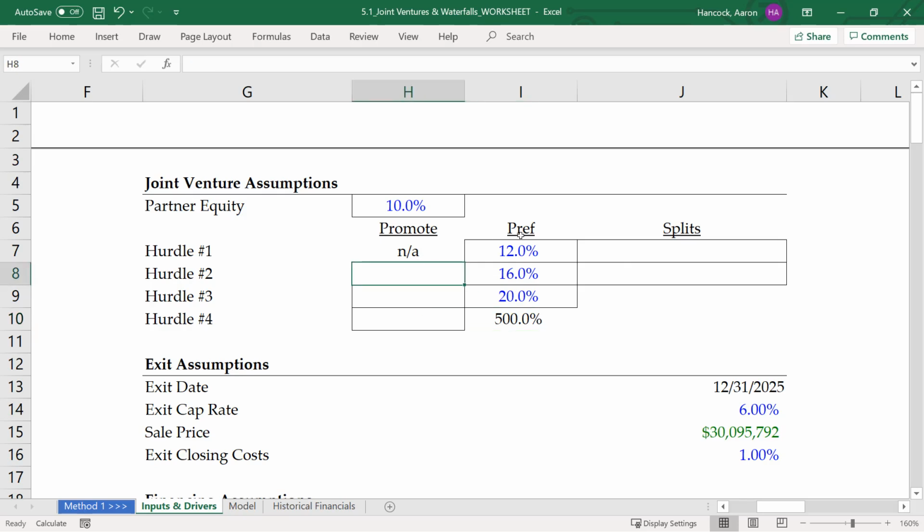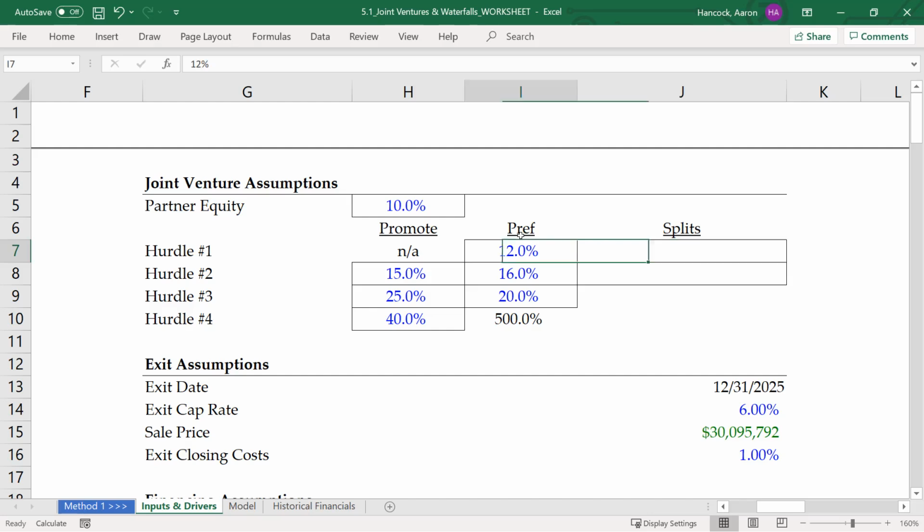And then in terms of the promote, let's do a 15 after a 12, a 25 after a 16, and a 40 after a 20. These are really just assumptions, no rhyme or reason here. I think these are generally within the realm of a value add deal. But again, we're just making some assumptions here. And this is something you would refine as you move throughout the deal. So now let's go ahead and calculate our splits.